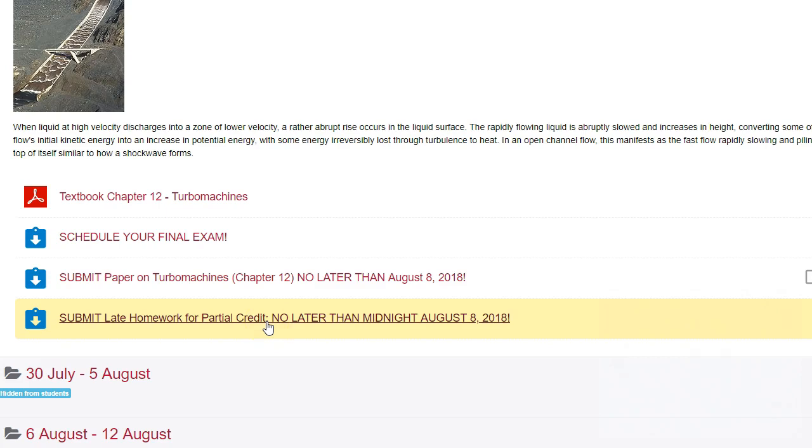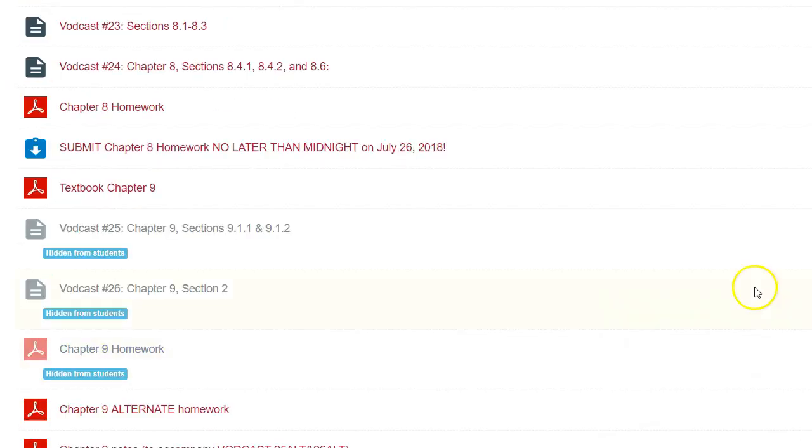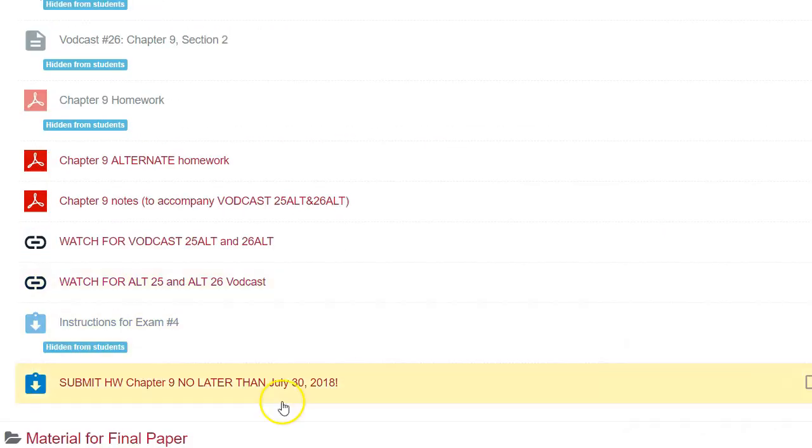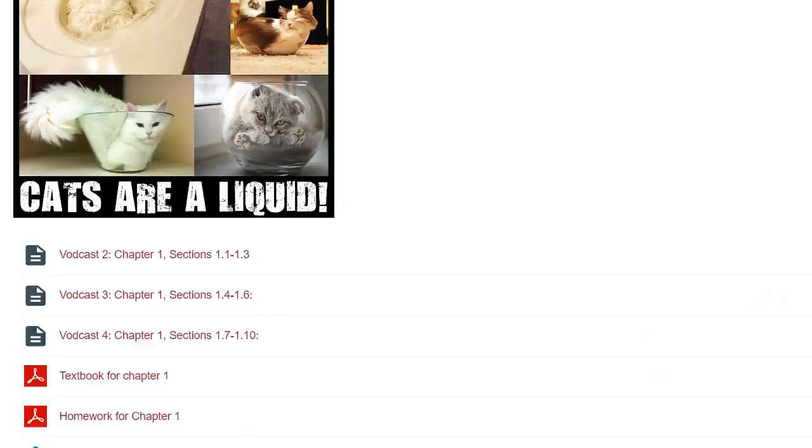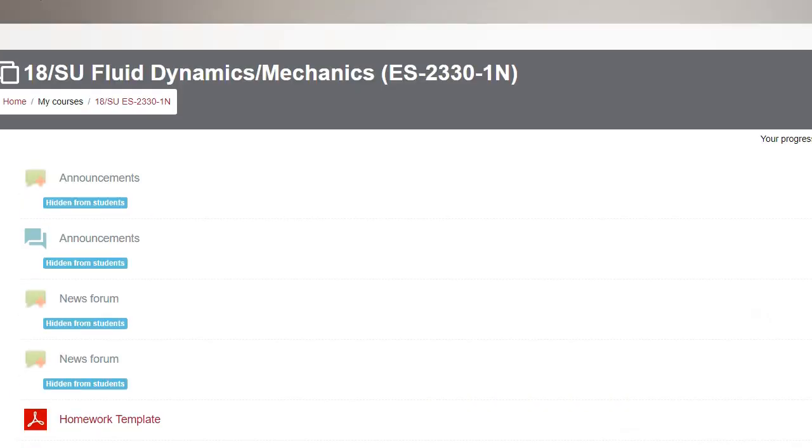You can turn everything in here. It's open for 11 files, so you could turn in all 11 of your homeworks here for partial credit. Of course, the best thing to do is to turn it in through the actual submission button. Here's Submit Chapter 8. Here's Submit Chapter 9, and so forth. But that way you'll get full credit, no questions asked.